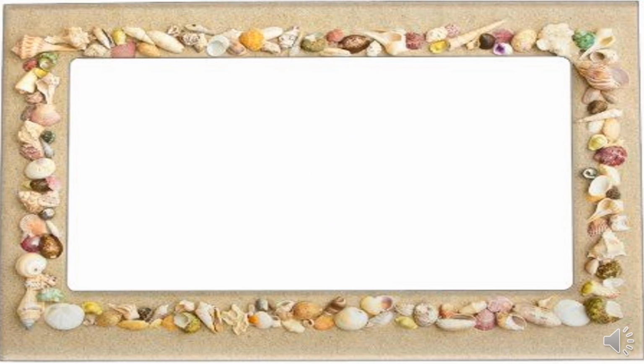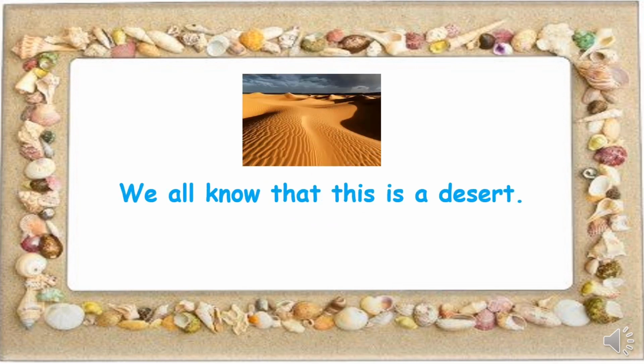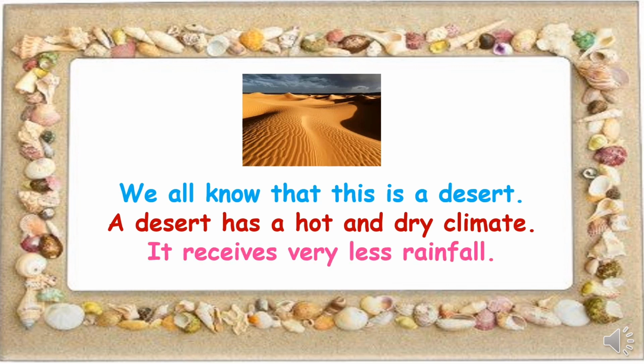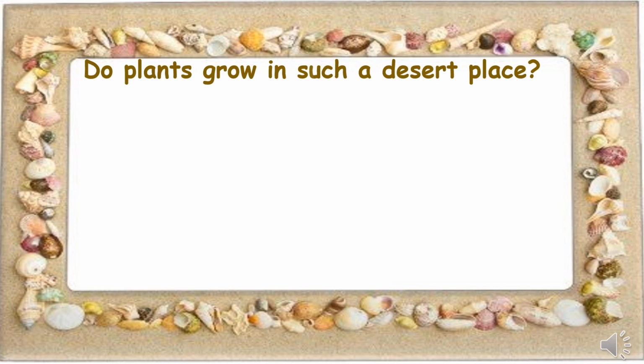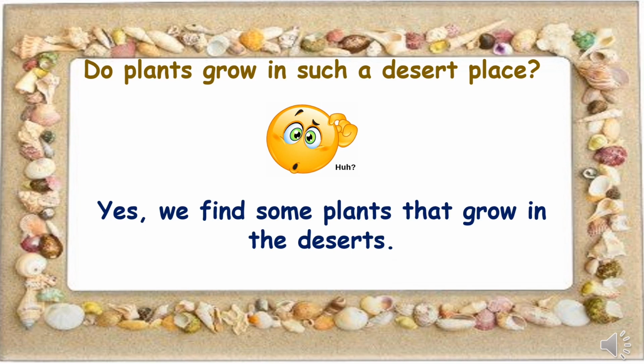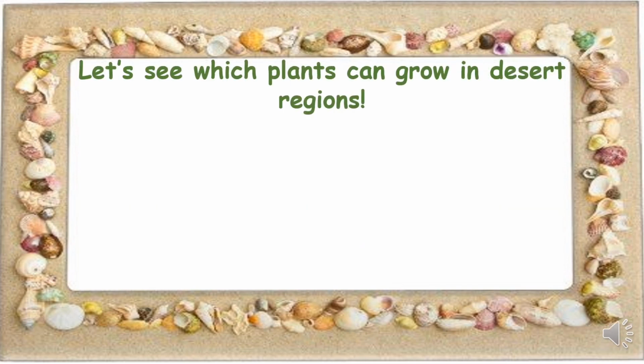We all know that this is a desert. A desert has a hot and dry climate. It receives very little rainfall. Do plants grow in such desert places? Yes, we find some plants that grow in these deserts. Let's see which plants can grow in desert regions.